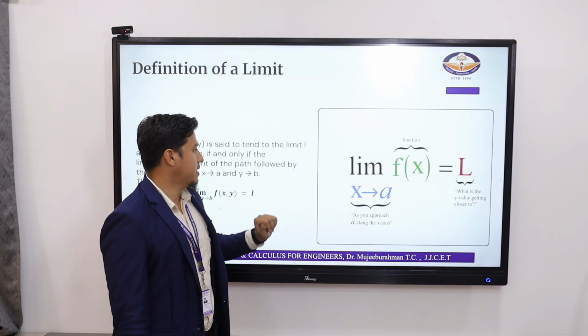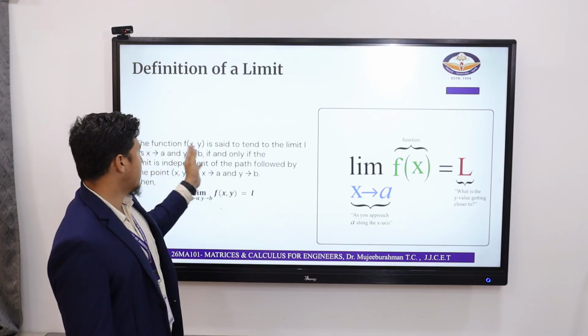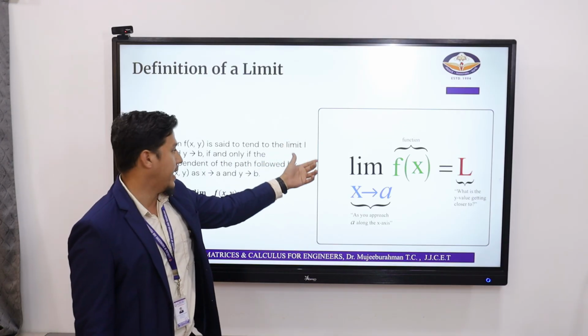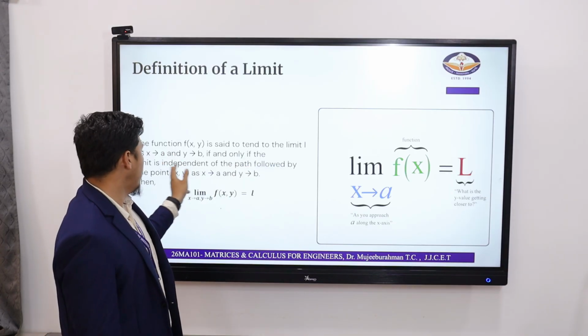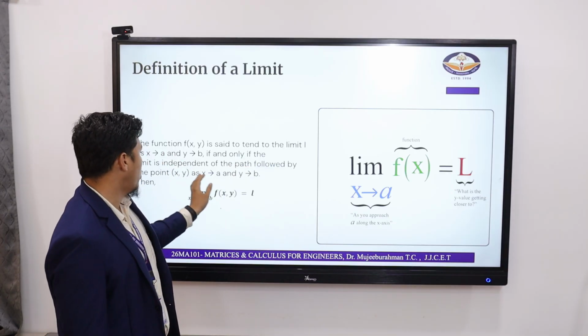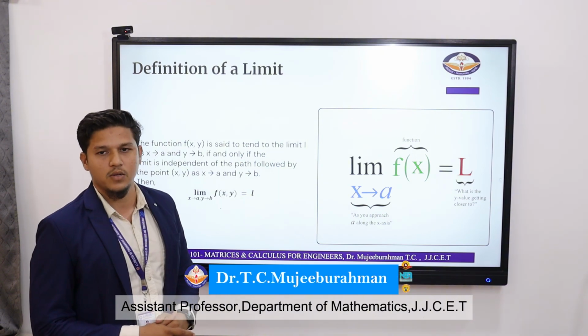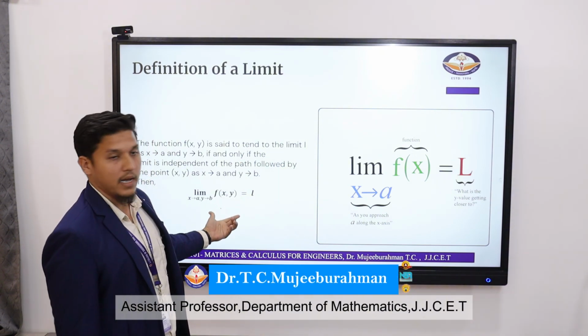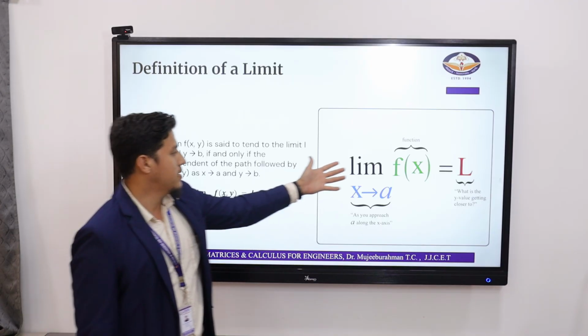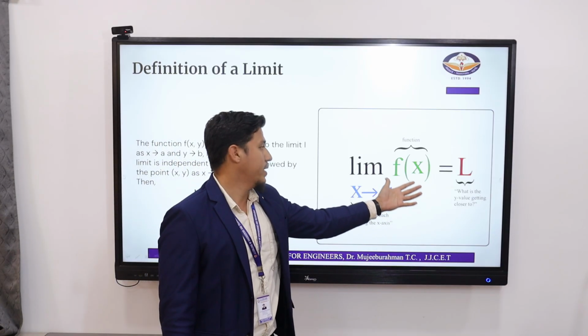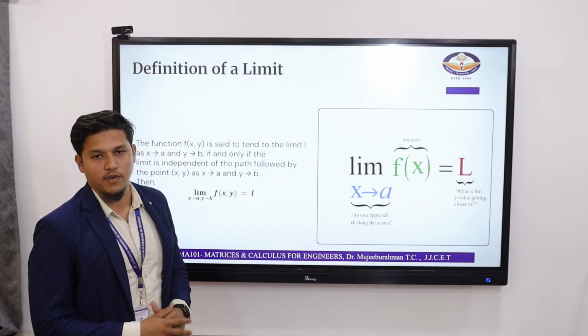The basic definition of limit is: a function f of x comma y is said to tend to the limit L as x tends to a and y tends to b, if and only if the limit is independent of the path followed by the point x comma y as x tends to a and y tends to b. This is the formula: limit x tends to a, y tends to b, f of x comma y equals L. This is the basic formula we are going to use in finding the limit of a function.